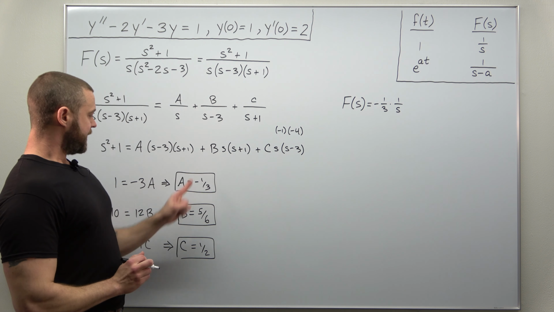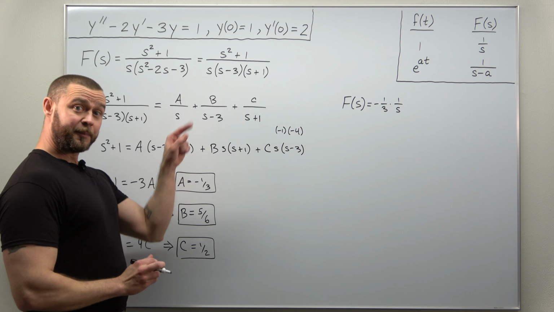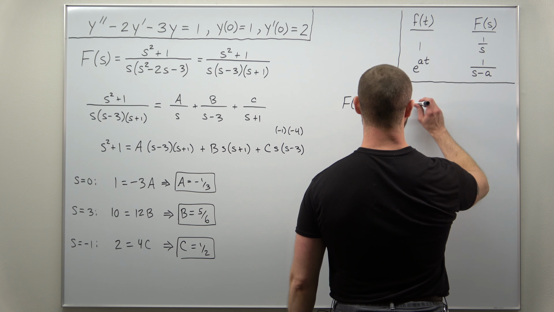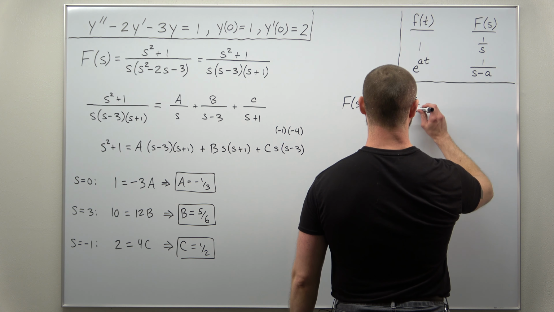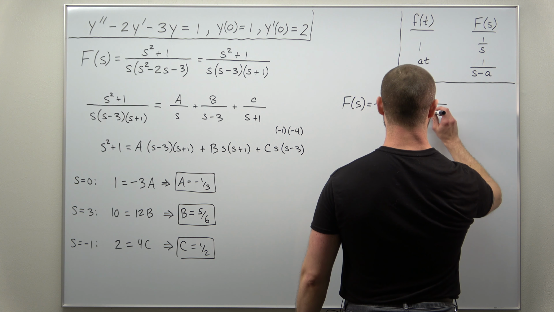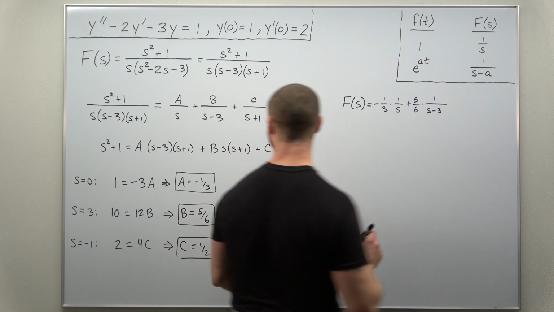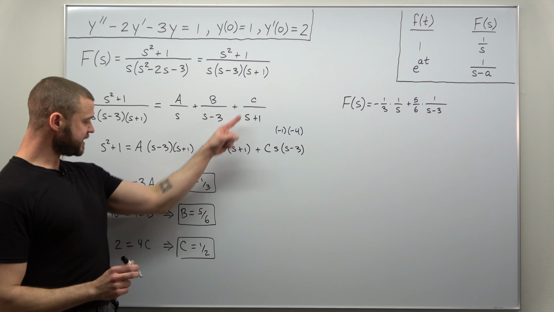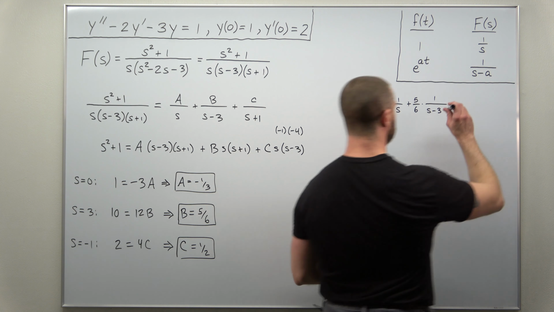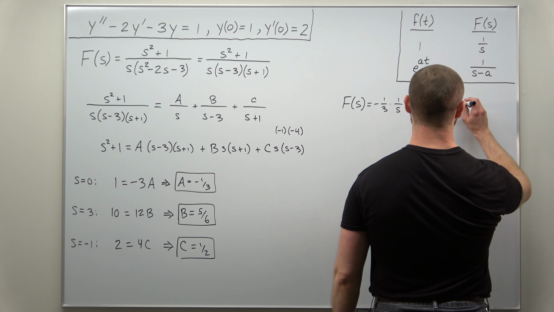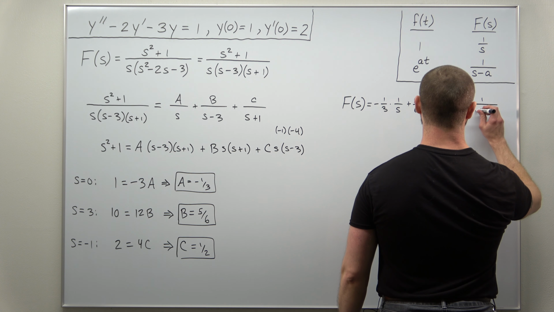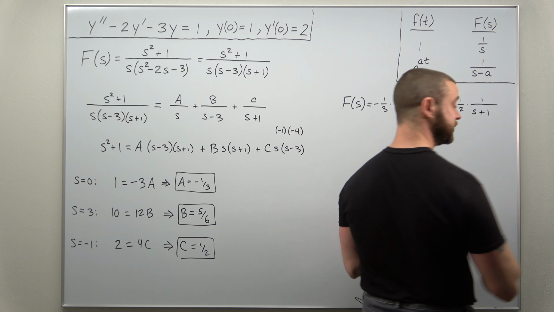Next, we're going to plug in our value for b, which is 5/6. I'm going to pull that fraction out front, so we'll write that as plus 5/6 times 1/(s minus 3). And then your last value for c, we had that as 1/2. We'll pull that out front again and write this last partial fraction as plus 1/2 times 1/(s plus 1).